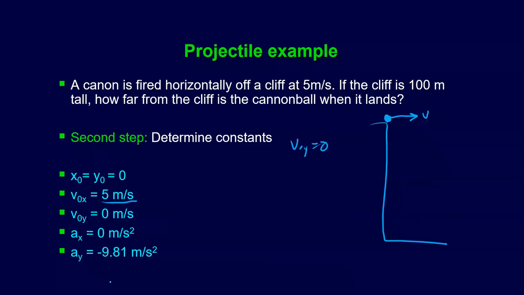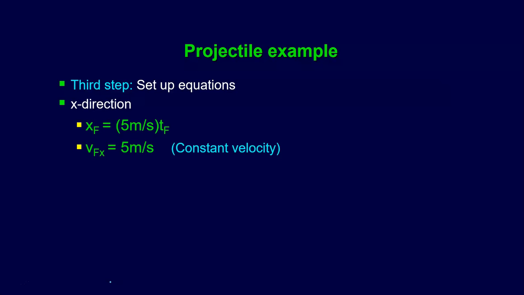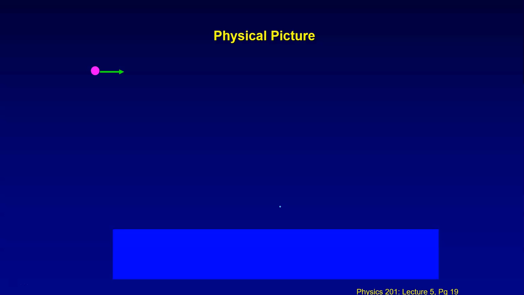Again, first step, do your coordinate system. Second step, determine as many of the constants as you can. The third step is I set up my equations, and here are my equations. Because there are so many zeros, the equations are pretty simple. Like we were saying, you've got nice constant velocity in the x direction, and some sort of free fall motion in the y direction. Starting with these equations, you can go through and hopefully figure out everything you need to figure out.